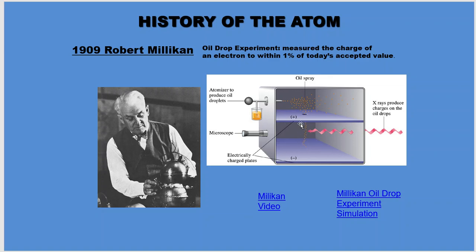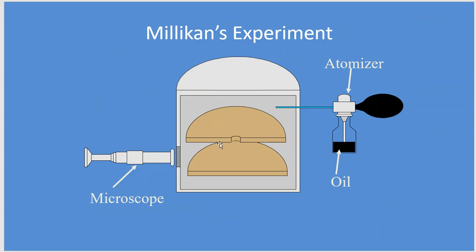And then he had a charged plate, and if you have positively charged oil droplets, they're going to be repelled by the positive and attracted to the negative, and sometimes those oil drops would end up just hovering there. So again, he would atomize the oil.